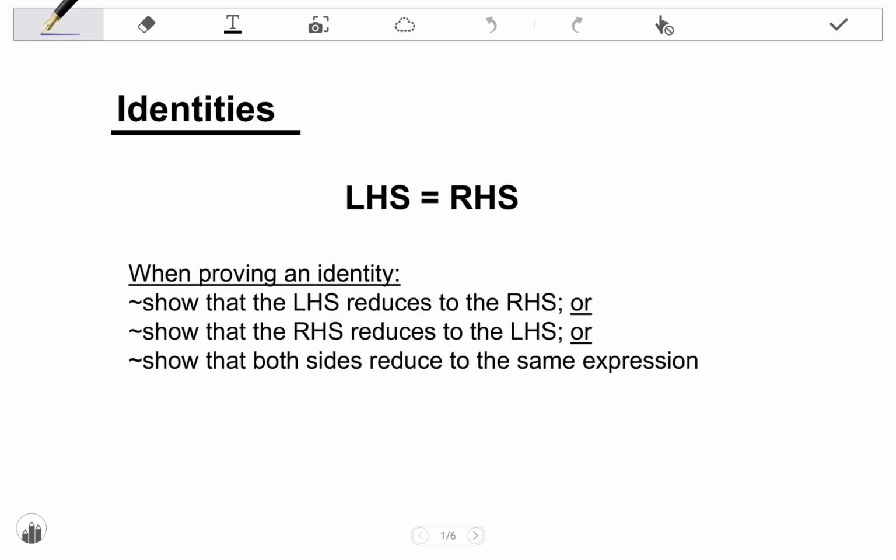Sometimes you might have to work with both sides and simplify both sides to show that they're equal to the same thing. Remember to always draw a conclusion at the end of your proof to say that the left-hand side is indeed equal to the right-hand side.